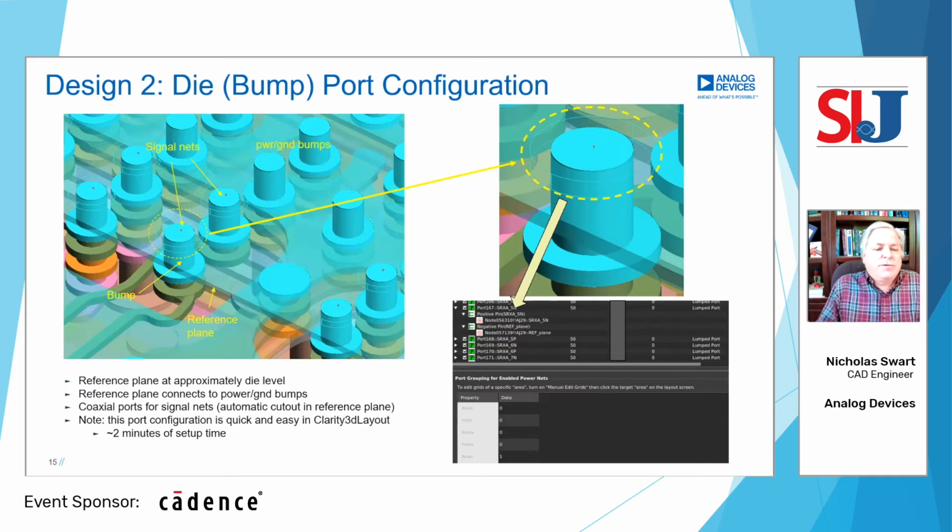And in this case, we were using Clarity 3D Layout. And this is a very, very quick process in Clarity 3D Layout. So the signal nets were correctly annotated versus the ground nets coming out of Allegro. And so within literally about 2 minutes, we had all these ports defined on the die side for the simulation. Okay, so that's how the die side ports were done.